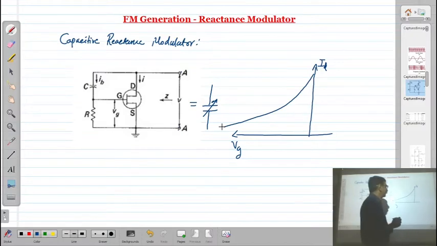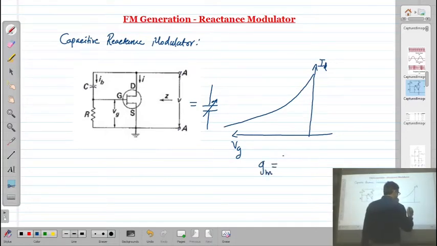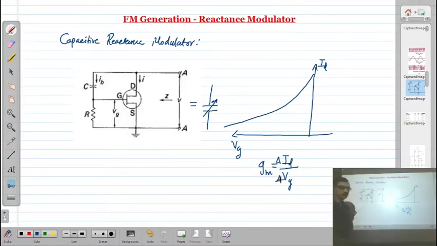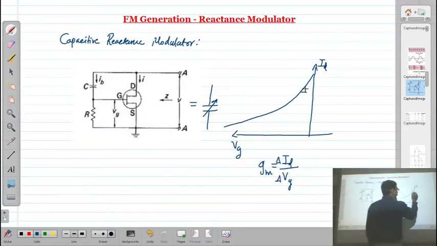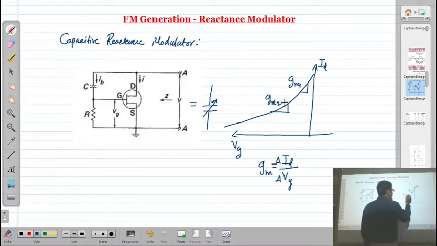Here in this characteristics, if we measure the transconductance, then what is transconductance? It is the ratio of the drain current to the gate voltage VGS, or you can say the change in the drain current to the change in the gate voltage. So if I find the slope at this point, then I have transconductance GM1. If I find the slope at this point, I will find GM2.